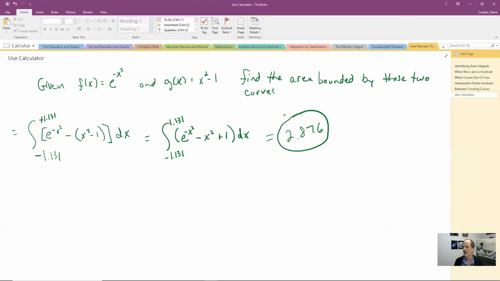Okay, so that's gotten the calculator involved, and we're calculating areas between curves. Again, pretty powerful. I'm going to stop recording here.